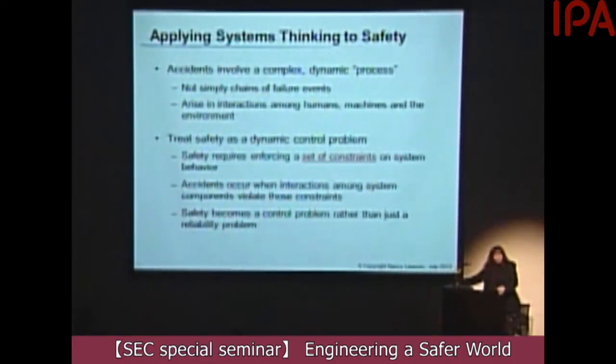Just like you learned in your control theory class, if you took a control theory class. Safety requires enforcing a set of constraints on system behavior. It's more than just preventing failures. It's constraints on the behavior of the system. I'll give you some examples in a second. Accidents occur when the interactions among the system components violate those constraints. So safety therefore becomes a control problem rather than just a reliability problem.